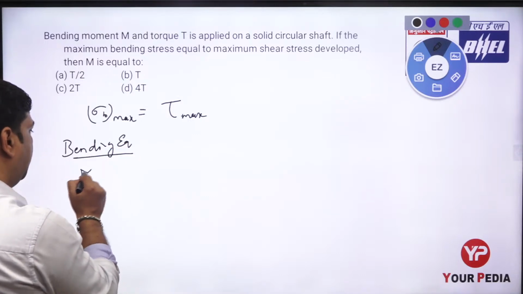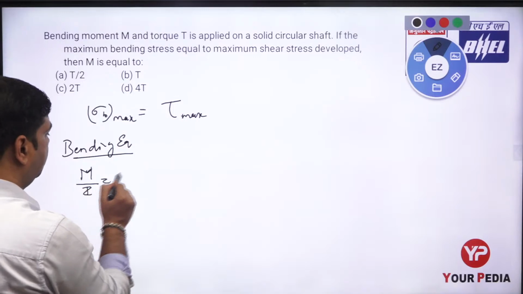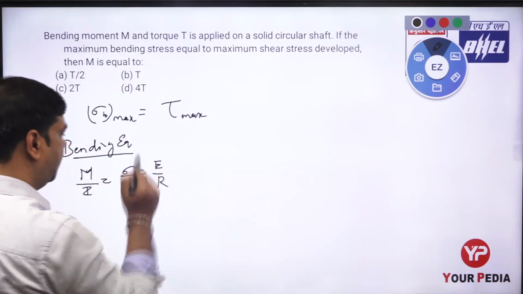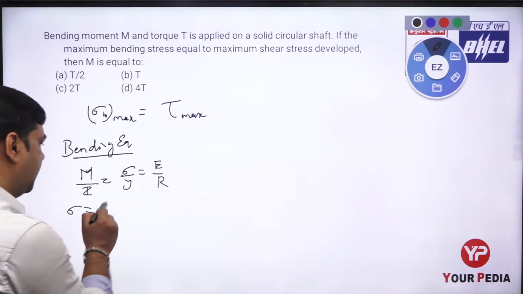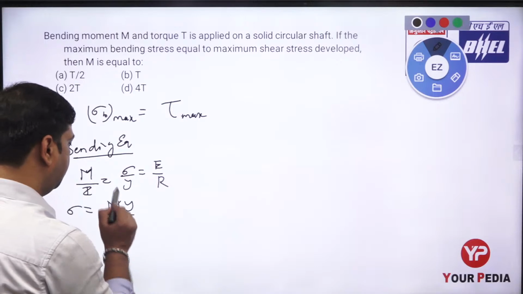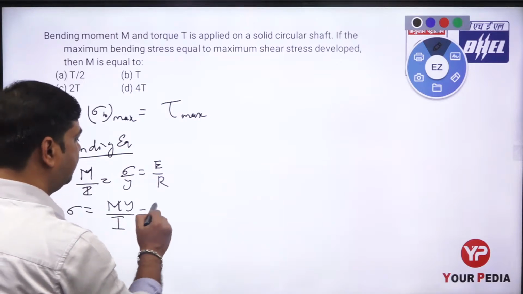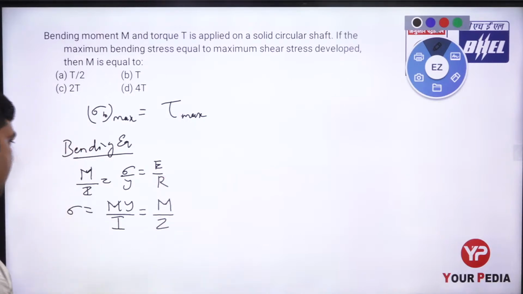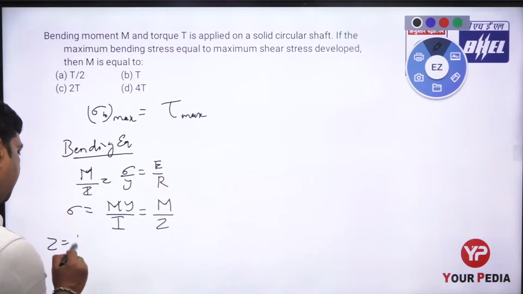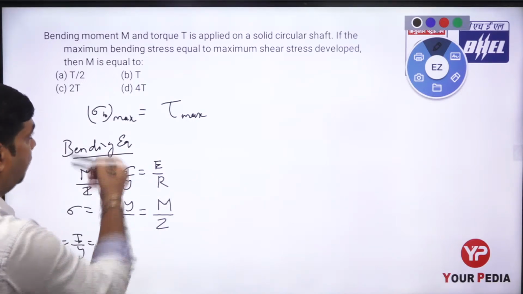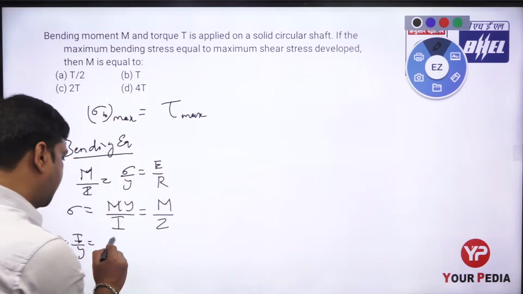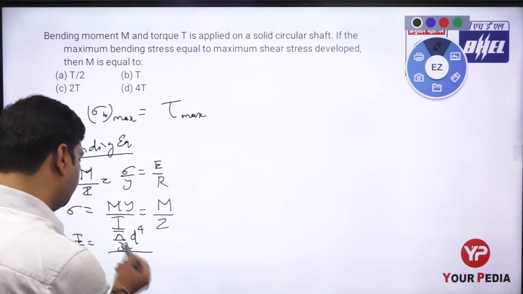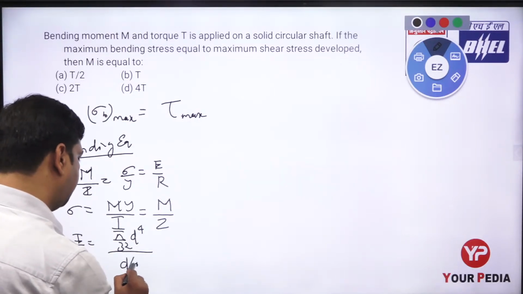It is M upon I equals sigma upon Y equals E by R. So as I know, sigma equals M Y by I, we can just write this M upon section modulus, it is Z. And Z equals what? Z equals I by y. I for a circular bar is equal to pi by 32 into d to the power 4, upon y equals d by 2.